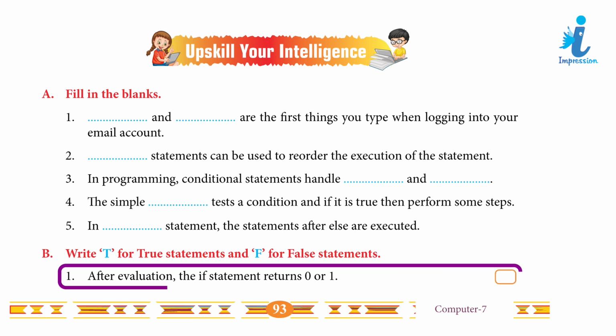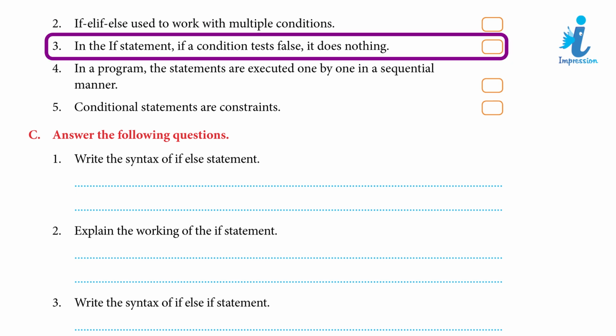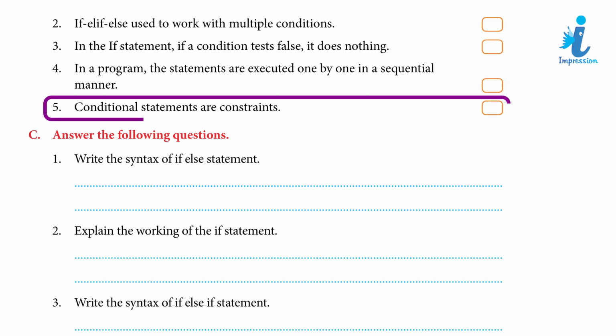B. Write T for true statements and F for false statements. 1. After evaluation, the if statement returns 0 to 1. Answer. False. 2. If else is used to work with multiple conditions. Answer. False. 3. In the if statement, if a condition tests false, it does nothing. Answer. True. 4. In a program, the statements are executed one by one in a sequential manner. Answer. True.